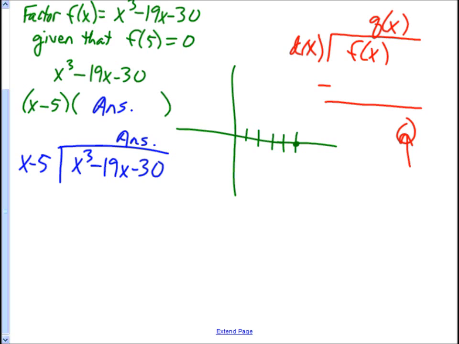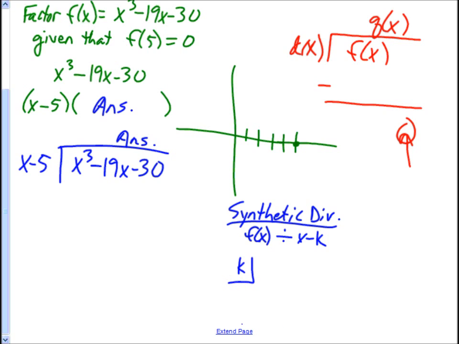So anytime you are dividing by something of the form x minus k, I can use synthetic division. I have this f of x, and here's the process. You're going to put your k there, and this right here at the bottom right is going to be your remainder. So for this problem, let me clear this page out a little bit, and then we'll come back to this.